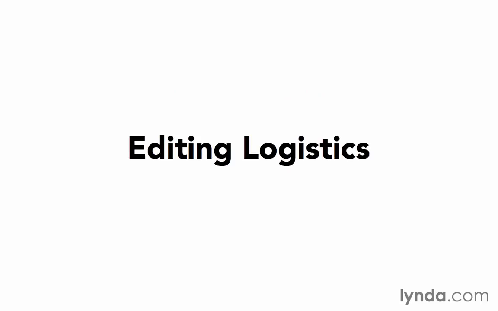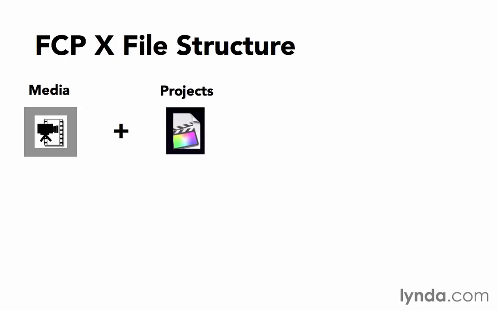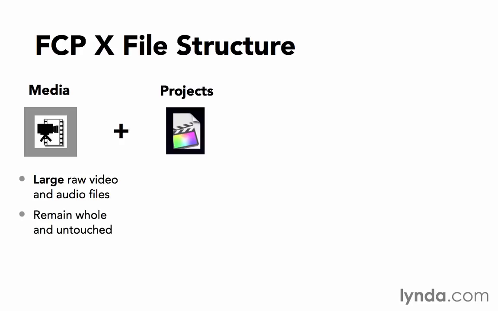First, let's talk a little bit about files in the editing environment. In short, there are two major groups of files that we're going to talk about: media files and project files. Now, media files are the raw video and audio files that come from recording footage on a video camera or another device. These files are very large and you don't actually change them at all. They remain whole and untouched.